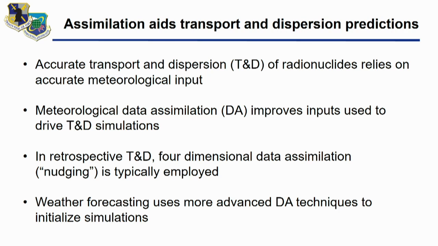And so one way that we do that is we do a lot of data assimilation. So we try to bring in all the available observations we can to make the model as close to reality as possible. When we're looking back in time, what's typically used in transport and dispersion is something called 4-dimensional data assimilation or nudging. However, the weather forecasting community typically uses more advanced data assimilation techniques, which I'm going to explain next. So here's just a kind of schematic of 2 flavors of data assimilation.